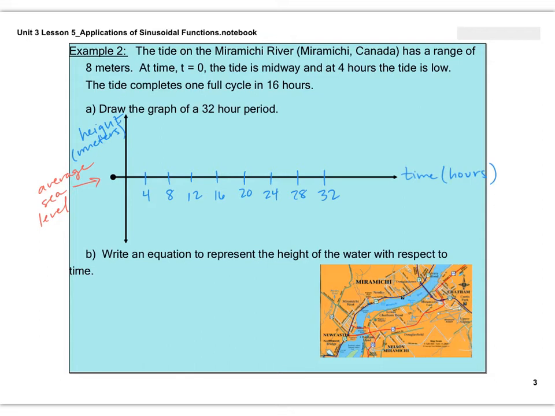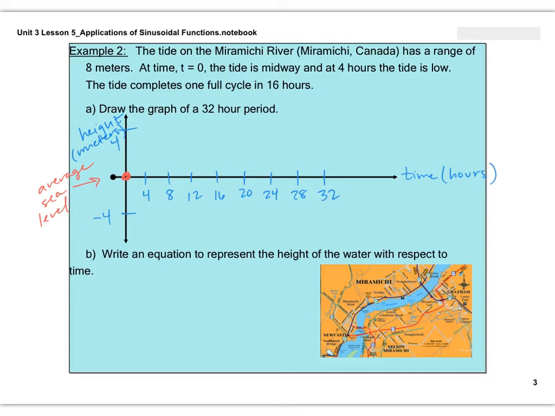So at time 0, we're at the midway, so let's just put a dot right here. And then after 4 hours, it's at low tide. But you have to think about the range. The whole range from low tide to high tide is 8. So that means at its lowest, it's going to be at -4 meters below the average sea level, and at high tide, it's going to be at +4 meters above. That has a range of 8.